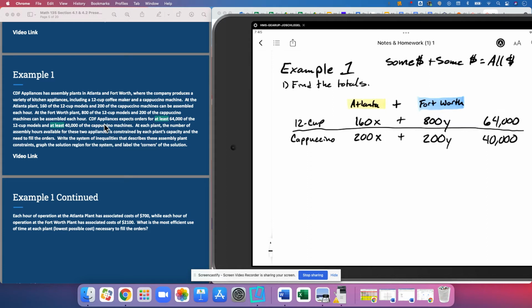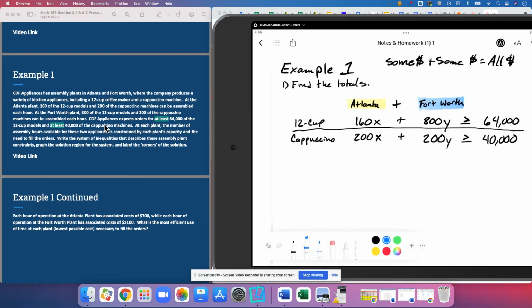Sum of the money plus sum of the money equals all the money. We are always going to be adding, and I have gone through everyone and highlighted the keywords for the inequality symbol on each of these problems for you. Orders will be at least, so that means we need more than or equal to the 64,000, and we need more than or equal to the 40,000. And so that's how we go about setting up our inequalities, everyone.